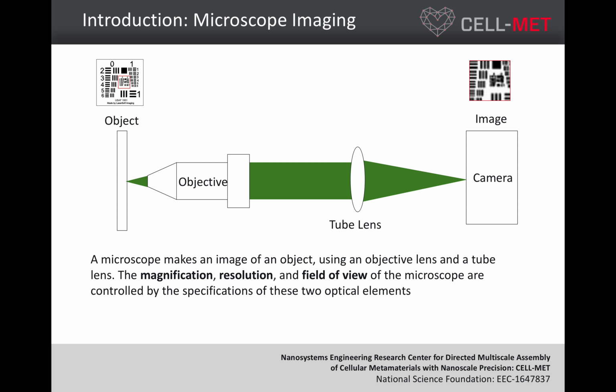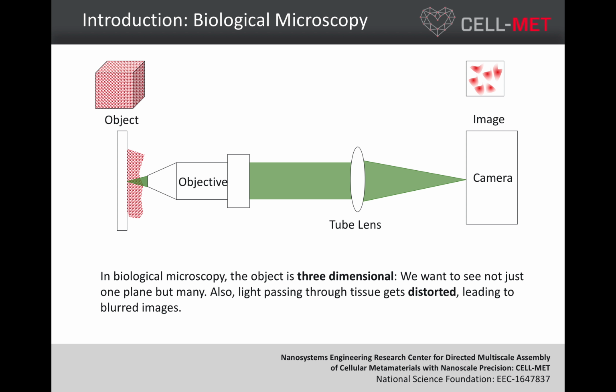Okay, but things get a little bit different when it comes to biological microscopy. Since in biological microscopy, the object is three-dimensional. And in this case, we want to see not just one plane of the object, we want to see deeper. And we want to expand our field of view to see the whole range of the object, which makes a challenge to the imaging. And another challenging part of this task is that when light passes through the tissues, the light will be distorted or aberrated, leading to a blurred image, which you can see here. So that's also something that we need to fix.